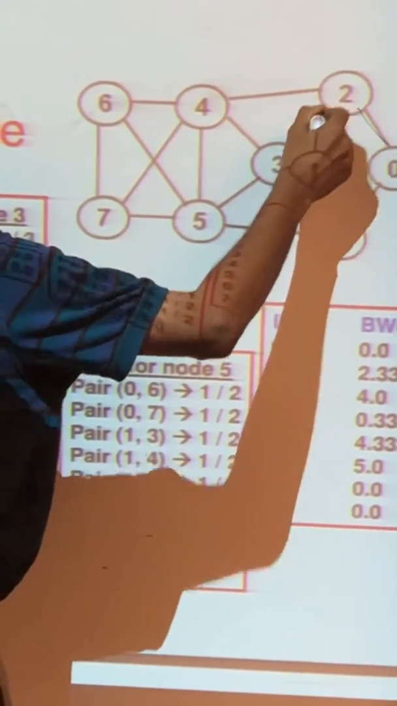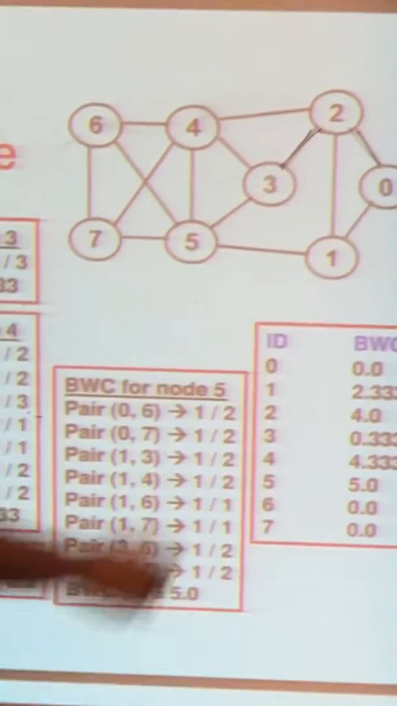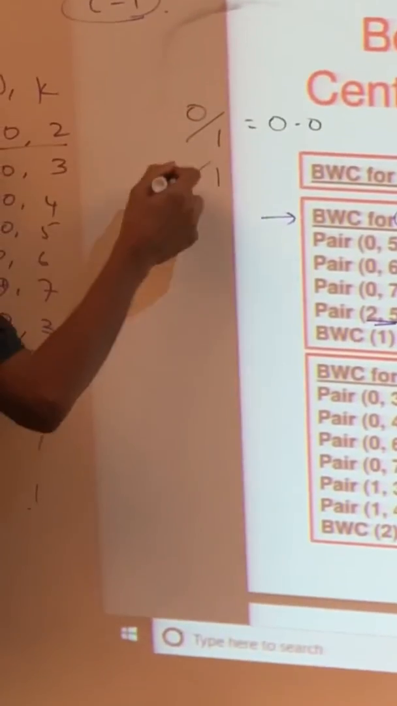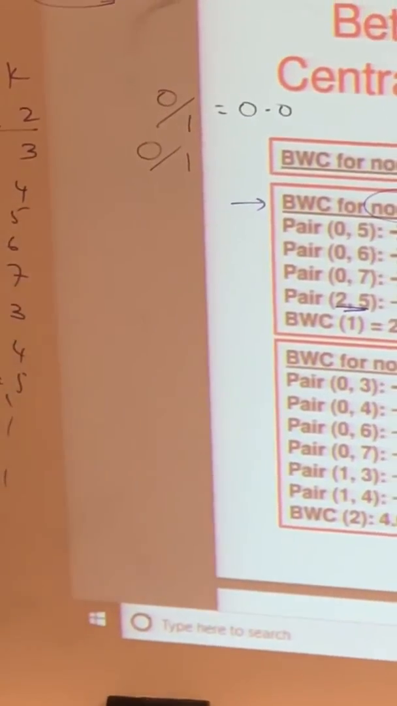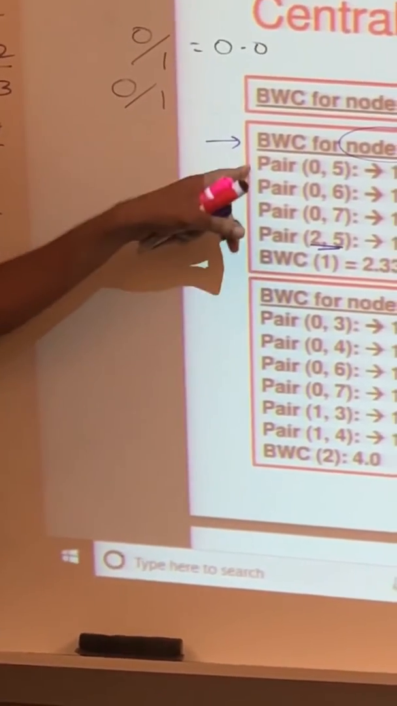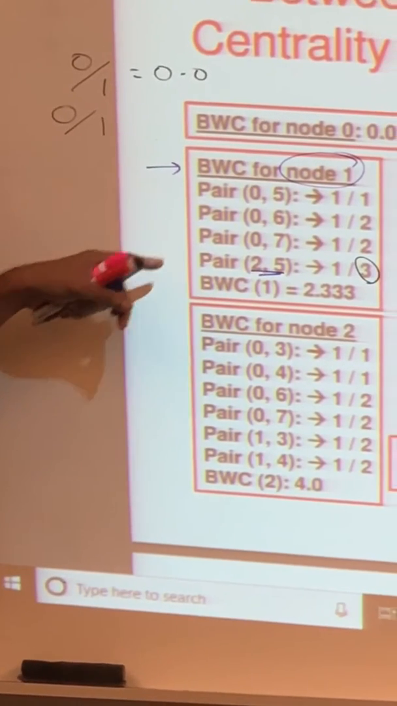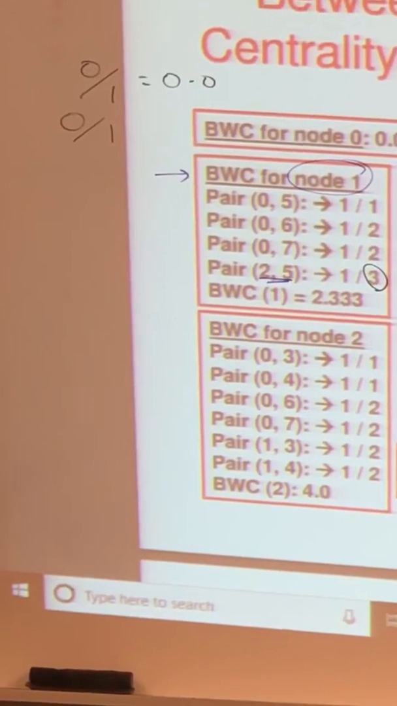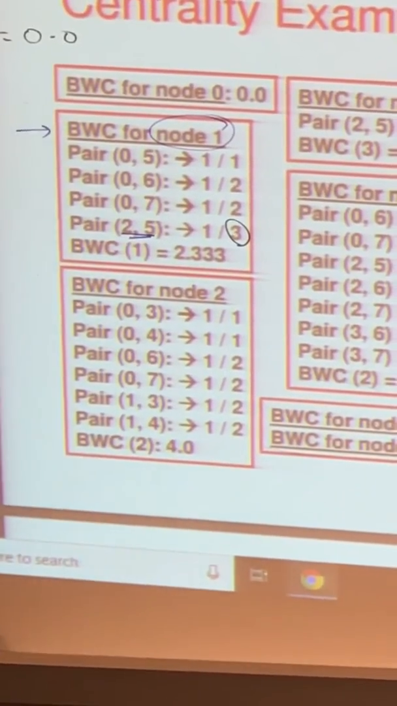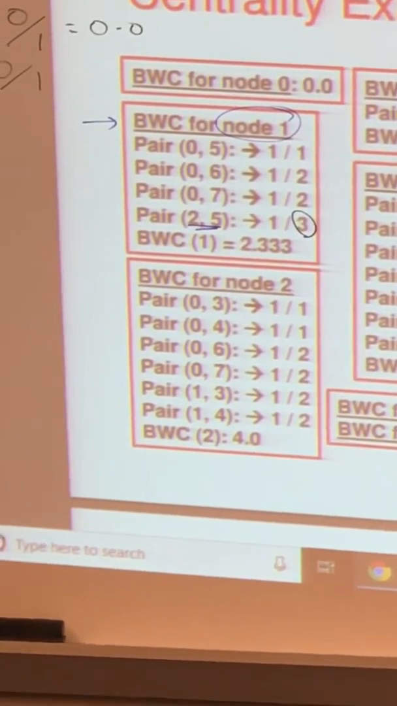It's like this, right? 0, 2, 3. There's only one shortest path between 0 and 3. So again, there's one shortest path between 0 and 3, and none of them go through vertex 1. So it's 0 over 1. That is why I did not include all the pairs. I include only those pairs that really go through vertex 1 and account for this betweenness centrality. So you add up all the fractions, that is the betweenness centrality of that vertex.